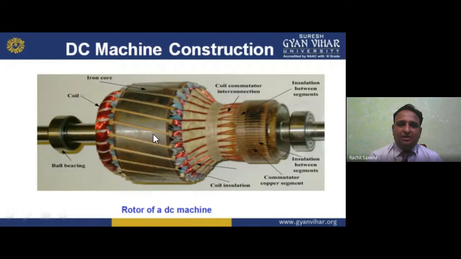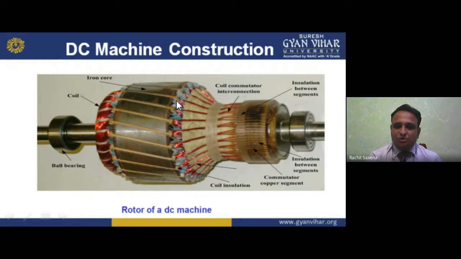See here, now this is the iron core. Here we have the coil. It is a cylindrical structure. Now this is the shaft. See, this is the shaft. These are the bearings, ball bearings, which I told you about basically. This is the insulation between segments. This is the insulation, varnish or mica.